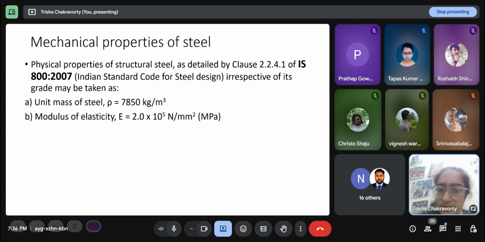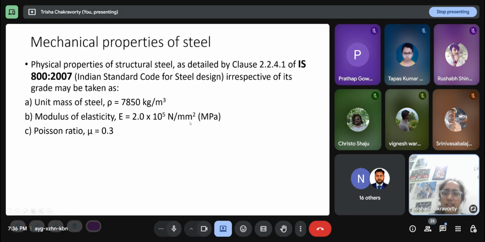The modulus of elasticity, or the Young's modulus, is the slope of the stress-strain curve in the linear elastic region. We'll again look at that in the graph. Young's modulus E is 2 into 10 to the power 5 Newton per millimeter square, or 200 GPa. This Newton per millimeter square is megapascal, 10 to the power 6 Pascal, and 200 GPa. Poisson's ratio mu is 0.3.